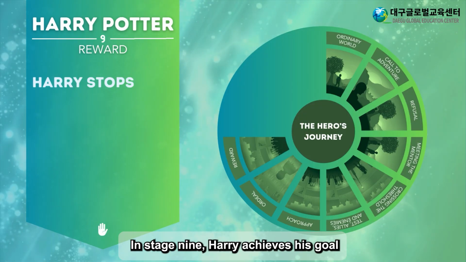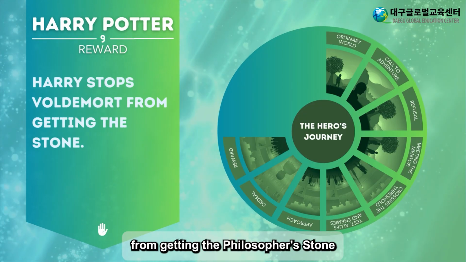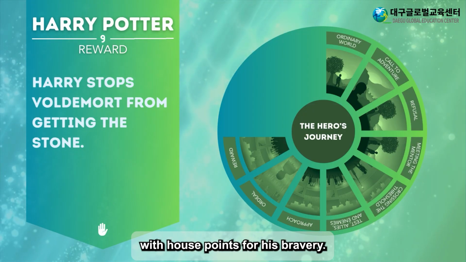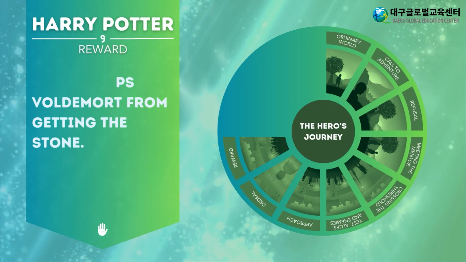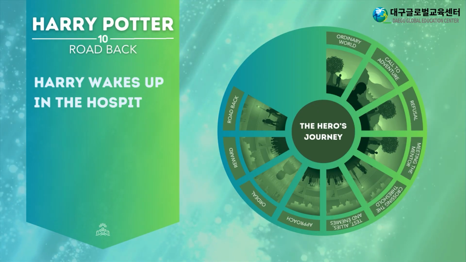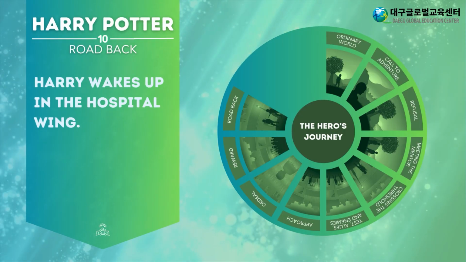In stage 9, Harry achieves his goal of stopping Lord Voldemort from getting the Philosopher's Stone, and is rewarded with house points for his bravery. Then, in stage 10, Harry begins his road back home by waking up in the hospital wing and recovering from his battle.